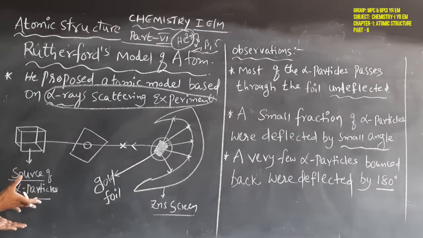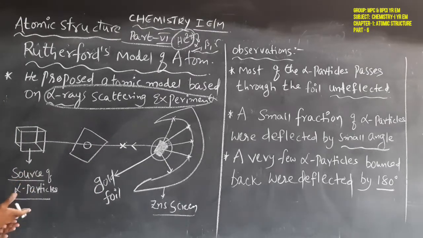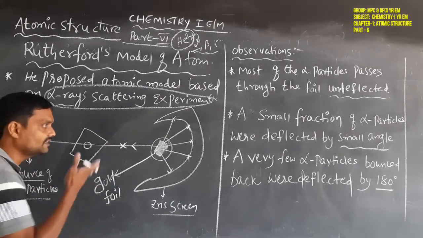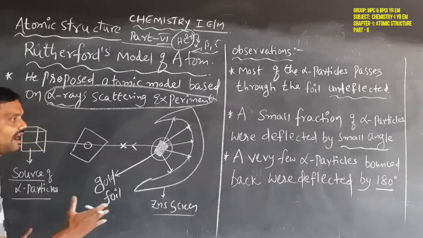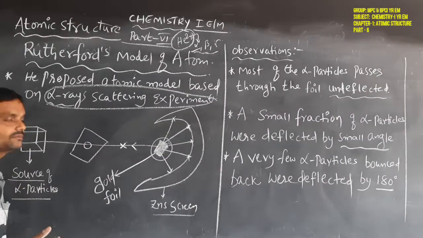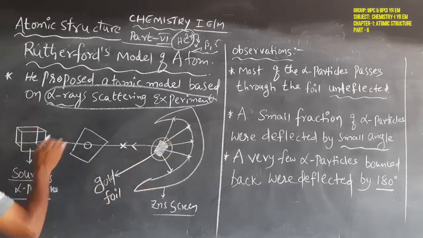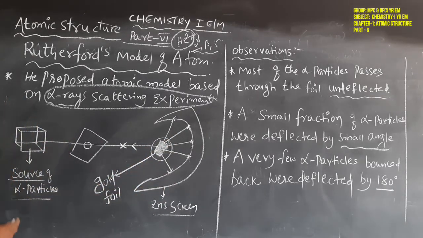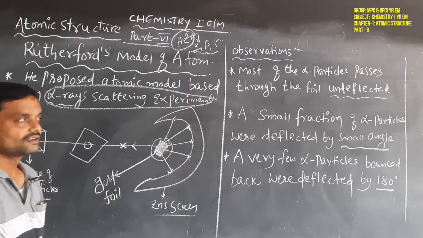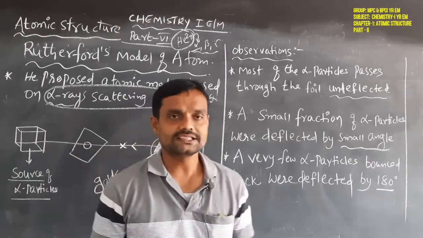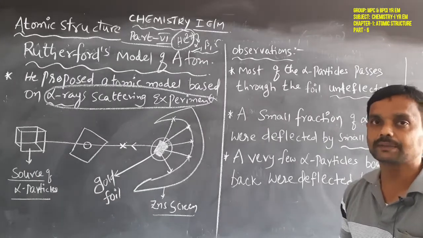When the alpha particles pass through the gold foil, some flashes of light are developed on the zinc sulfide screen, the photographic screen. This is the experiment done by Rutherford, the alpha rays scattering experiment. By using this experiment, Rutherford made some observations.